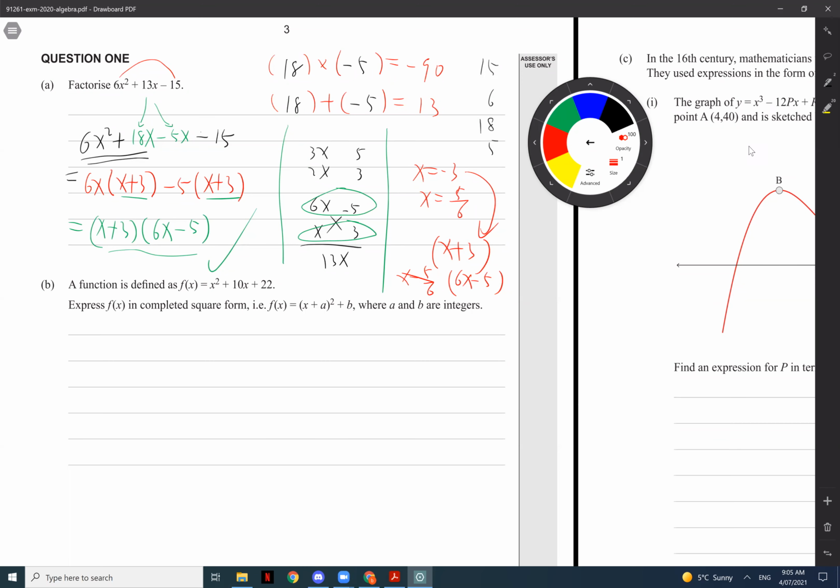That's part B. It's called completing the square. Very important. Nathan, the formula we need to revise for completing the square: x squared plus 2bx equals x plus b squared minus b squared. This is the formula.